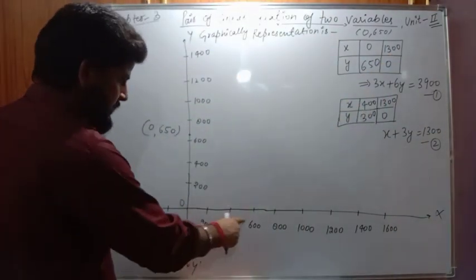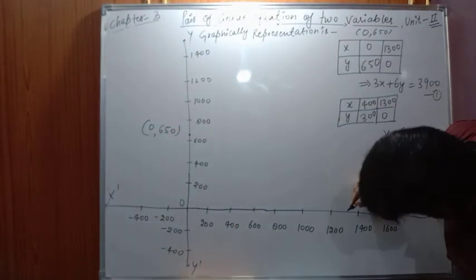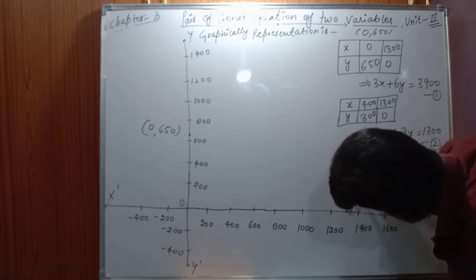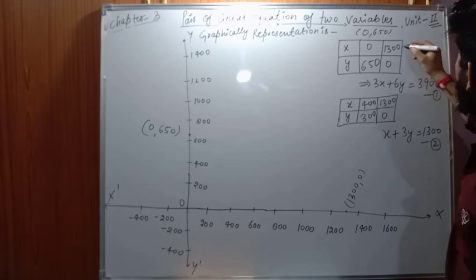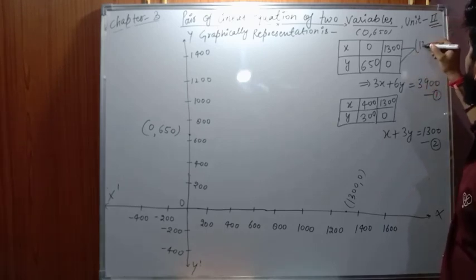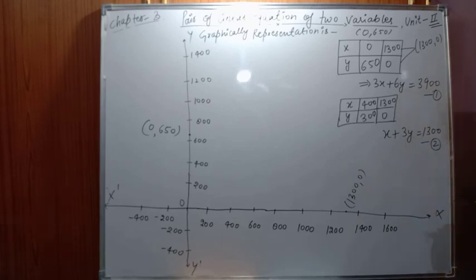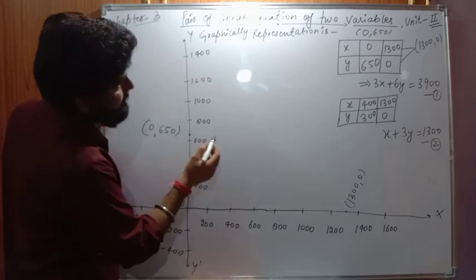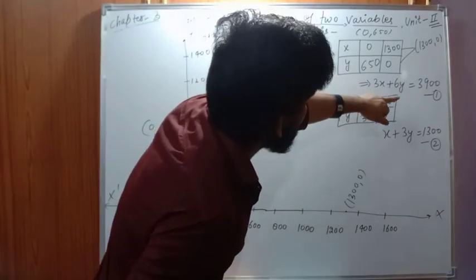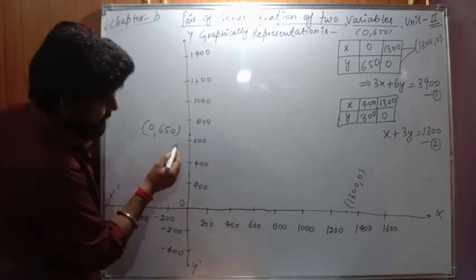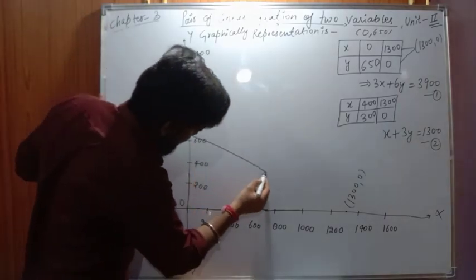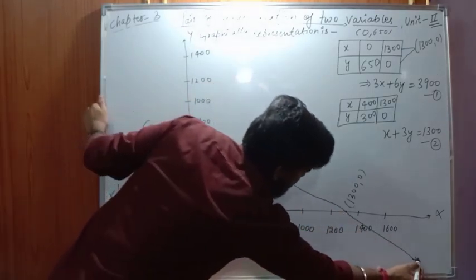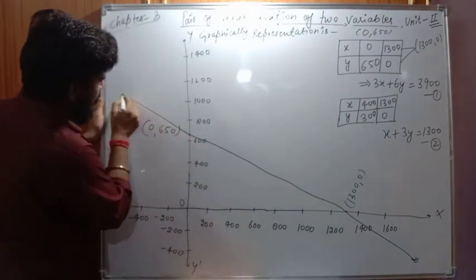So this is the x-axis. Here x is 1400, and between 1200 and 1400 this is 1300. So here 1300, 0 for these two. So this is the first line of equation 3x plus 6y equals 3900. Now we will join these 2 points. You should always join points with the help of a scale. Then your line will be straight.